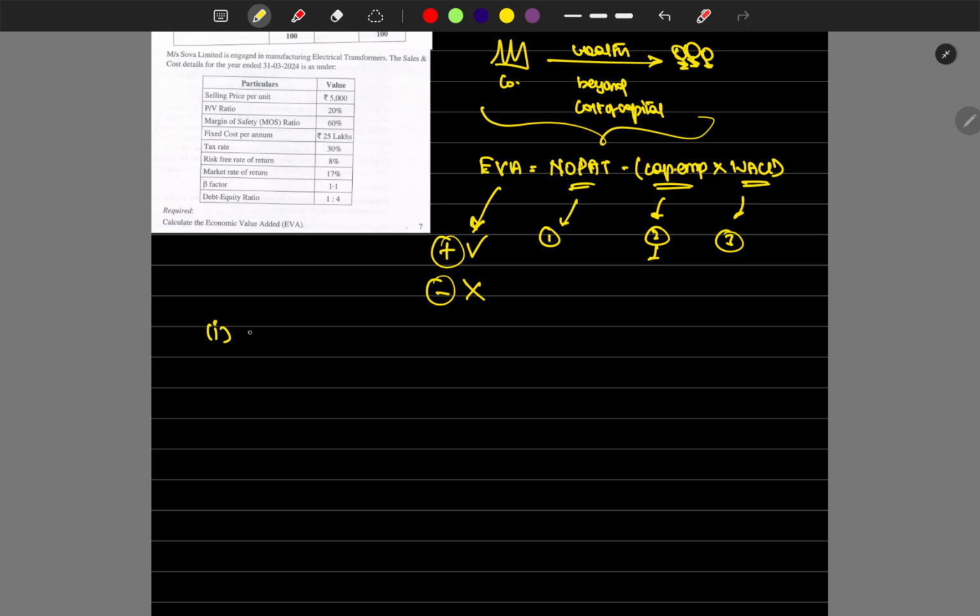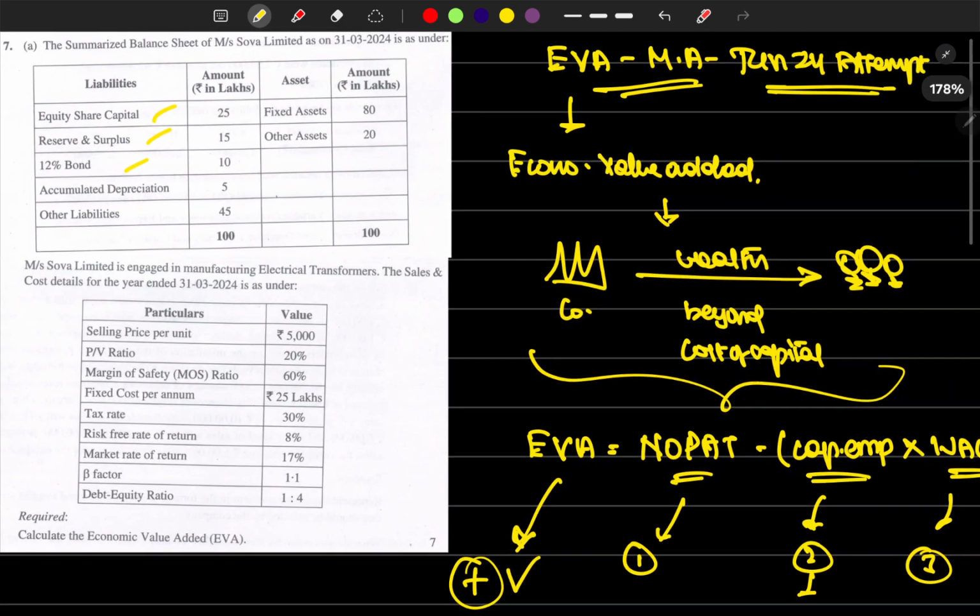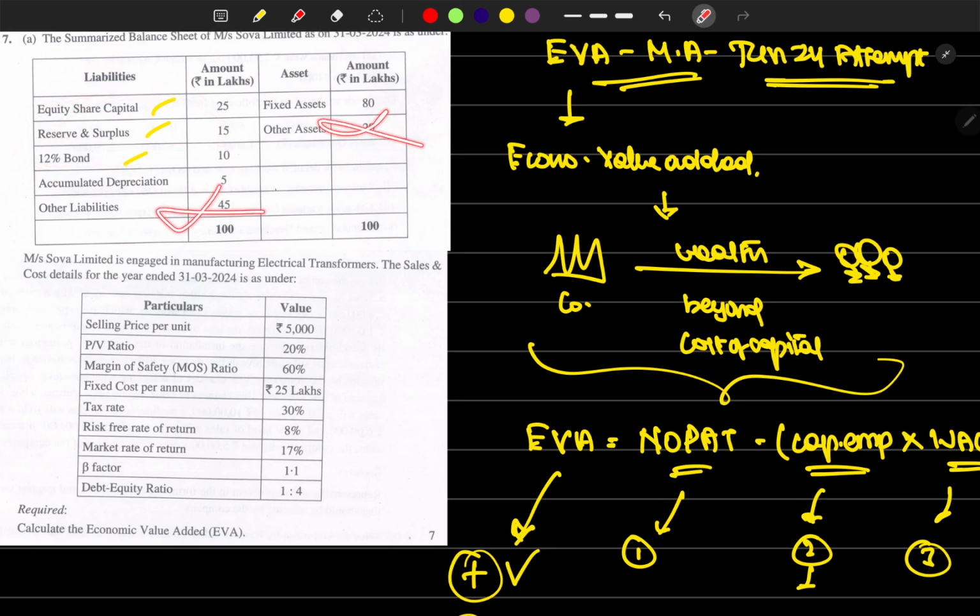First step, we need to find out the NOPAT. How can we calculate the NOPAT? Here, there is no direct information for us. Before that, we'll quickly read the question. The summarized balance sheet of Messrs. Sova Limited as on 31/3/2024 has been given. Balance sheet items are equity share capital, reserves and surplus, and 12% bond. These three items only are required for us. Other than that, we don't require this balance sheet.